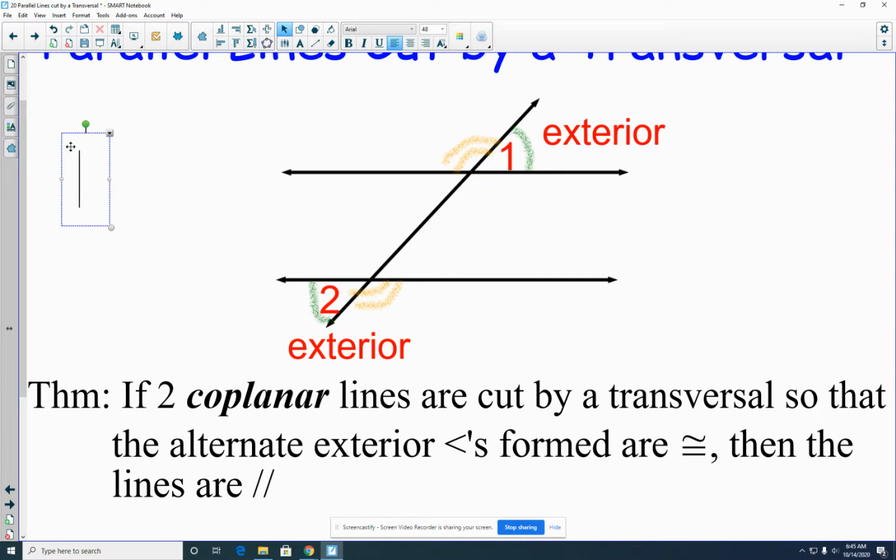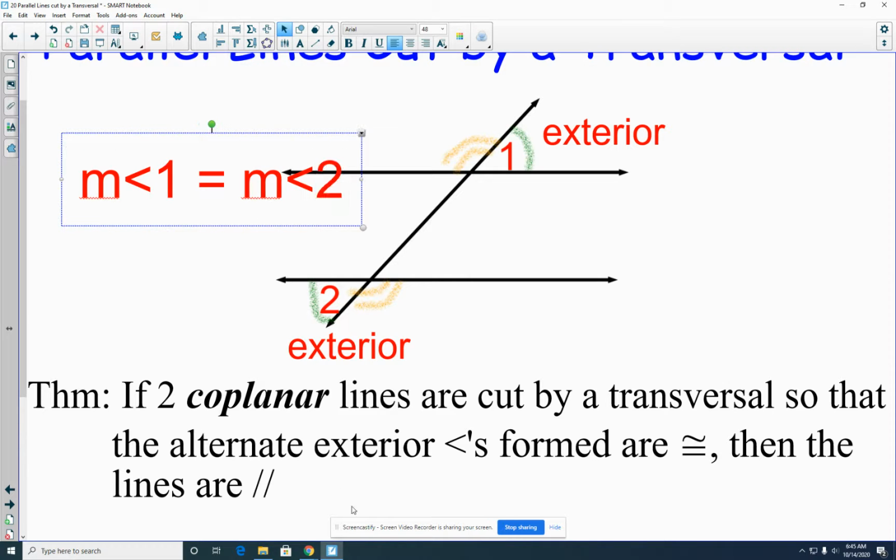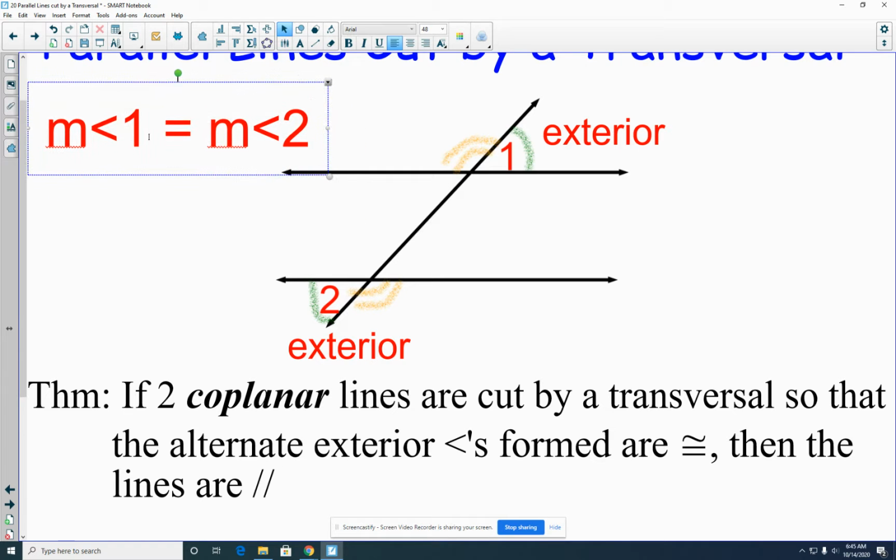So we can say angle 1. And now remember, congruent and equal are the same, right? So if their measures are equal, they're also congruent. So I always like to go with the measures of the angles because right here in the theorem, you're seeing that they're congruent. So angle 1 and angle 2 are known as alternate exterior angles, left side and right side. Think of alternate, alternating days, A and B, right?